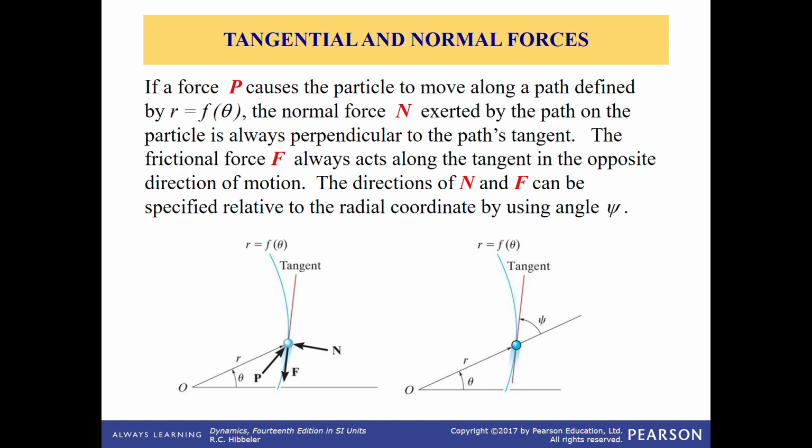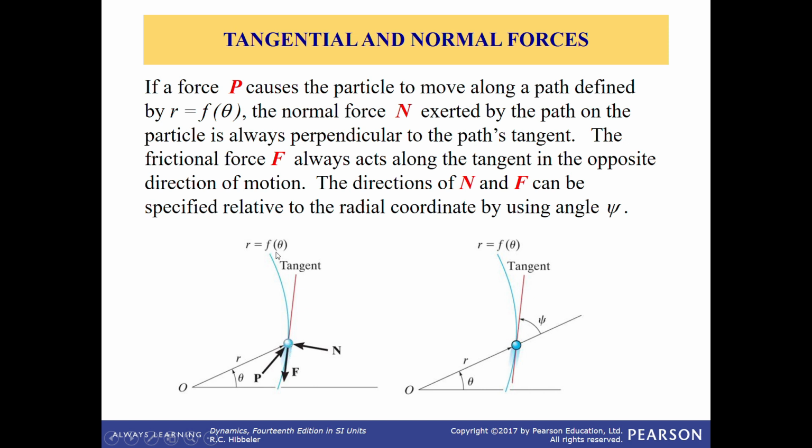Alright, if you see here, P, N, F, in red color, means that these are vectors. If we refer to this diagram, O is the origin, while P is the force that is acting on this path.